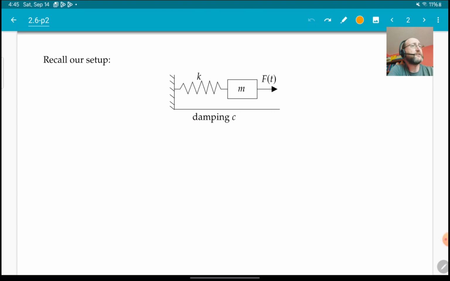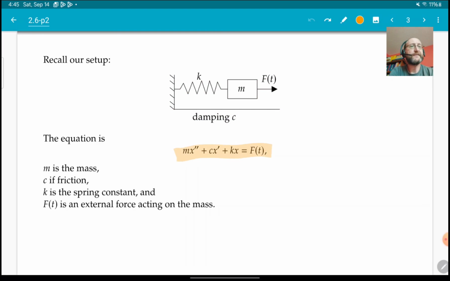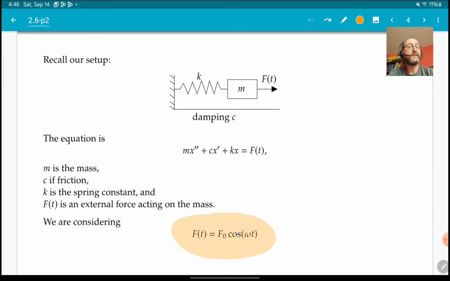All right, so let's recall the setup of what we've been doing for the past few sections. We have a mass connected by a spring to a wall. There's some damping. There's some external force. And we saw that this is the equation governing the setup, where x is the displacement of the mass, m is the mass, c is the friction, k is the spring constant, F is the external force, and the particular external force we're considering is a pure cosine wave.